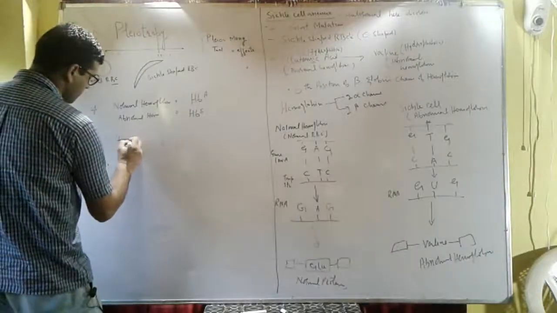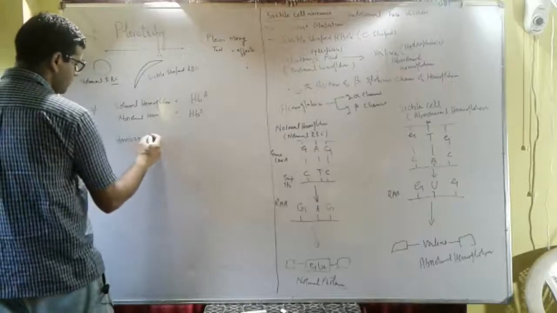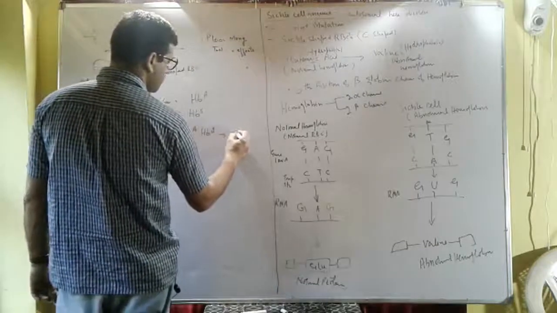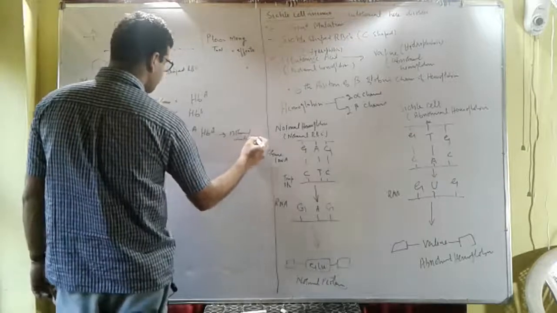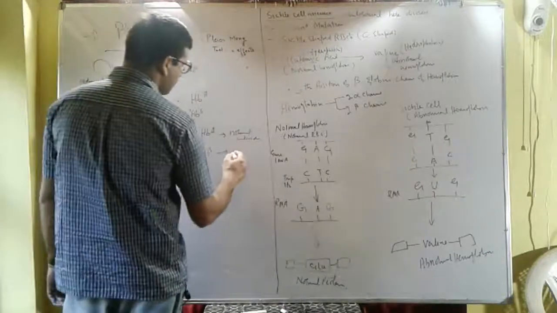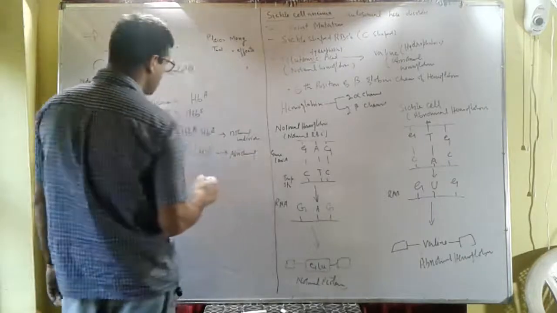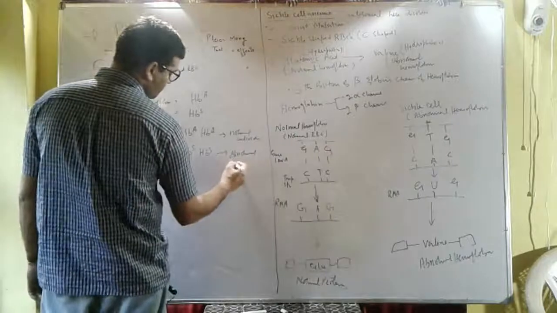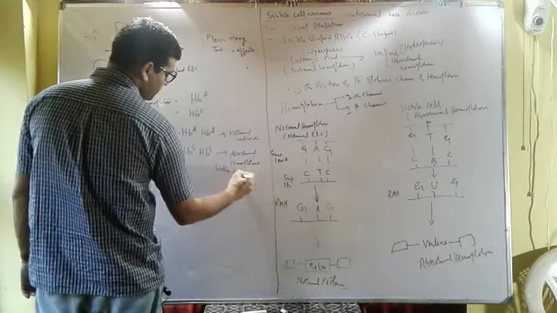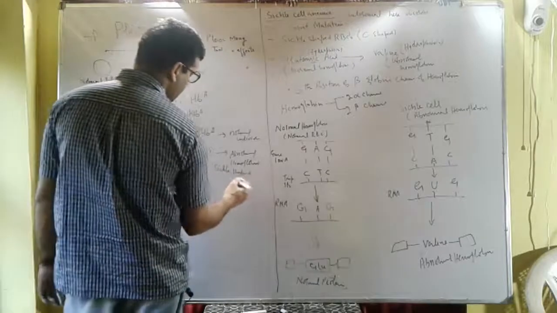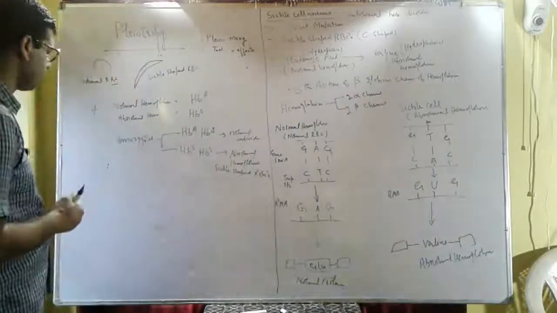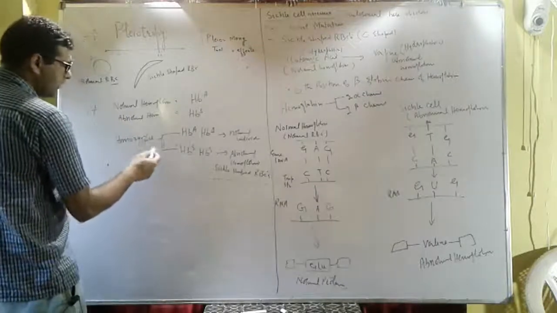If we have homozygous individuals, HbA HbA, these are normal individuals. HbS HbS, these are sickle shaped, abnormal individuals with abnormal hemoglobin, or we can say sickle shaped individuals with sickle shaped RBCs. These are individuals having sickle shaped RBCs, whereas these are homozygous individuals.